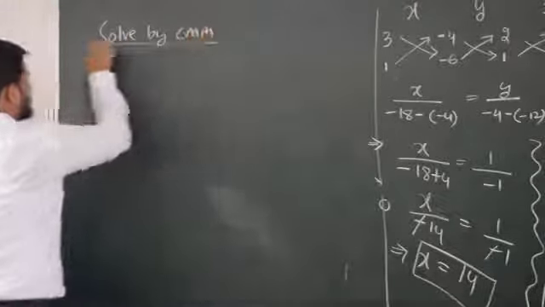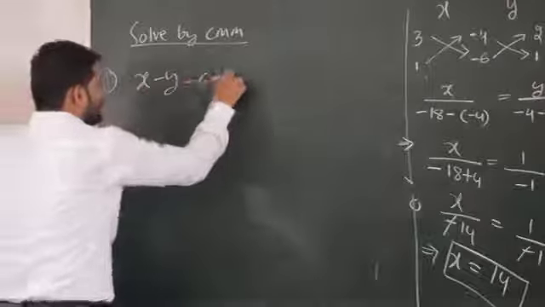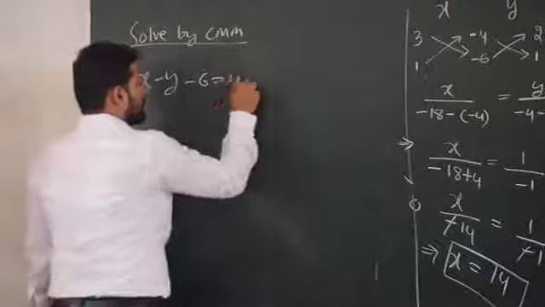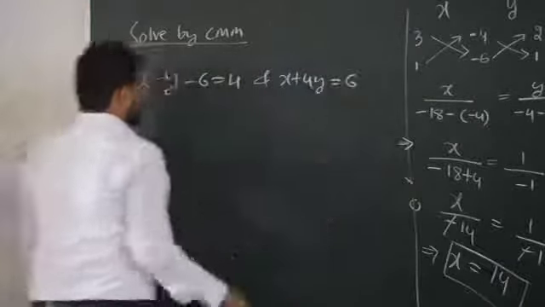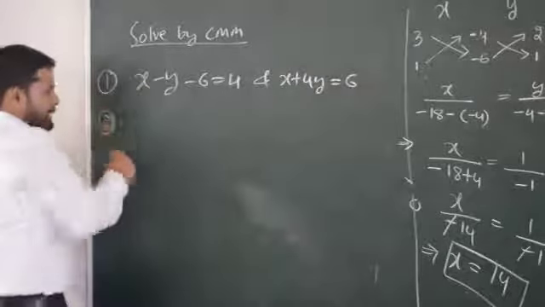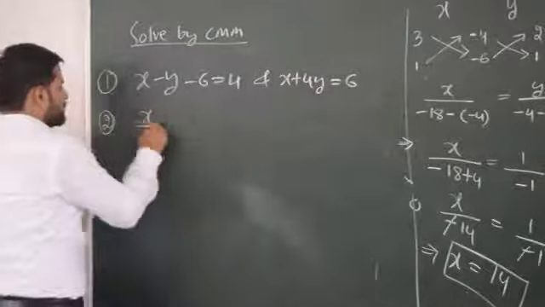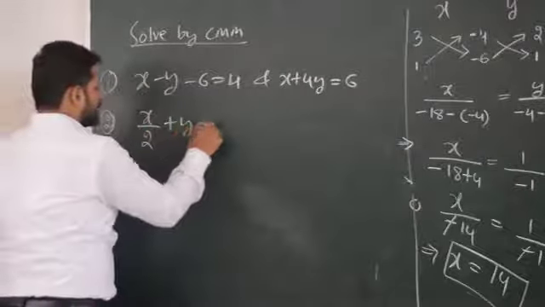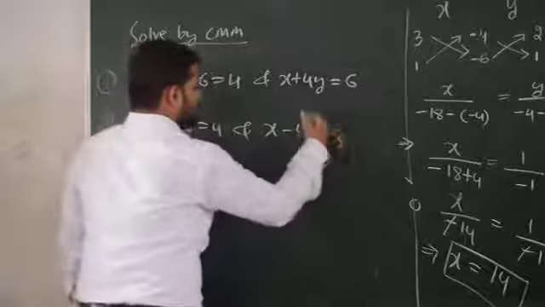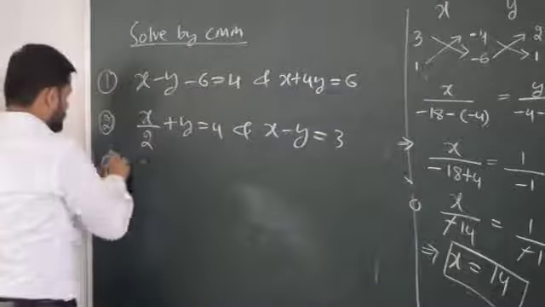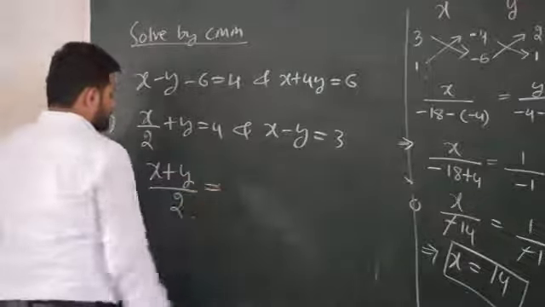So I am going to give you some examples. The first one is like x minus y minus 6 equal to 4 and x plus 4y is equal to 6. And second, do this. Bring them in standard form. You know how to bring them in standard form, right? Then do it like x by 2 plus y is equal to 4 and x minus y is equal to 3. Do this. And third one, x plus y divided by 2 is equal to 3.